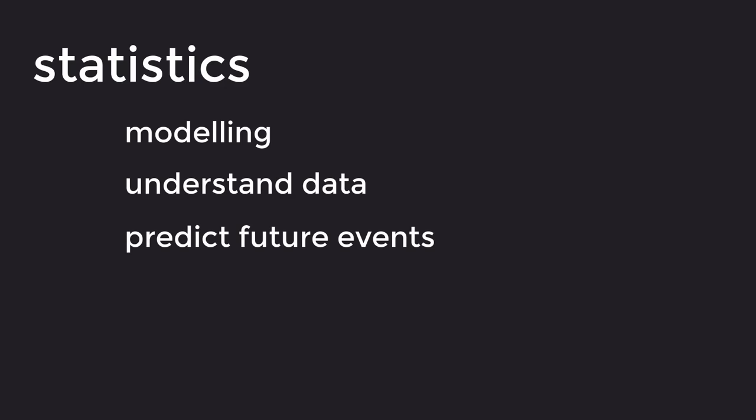This kind of mathematics is called statistics, and it is used in all areas of science, and in fact, all areas of research where data is analyzed scientifically. Statistics can help us model science, understand the data, and predict future events. They can be very helpful to us, but do have limitations.